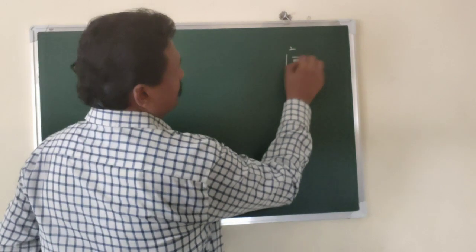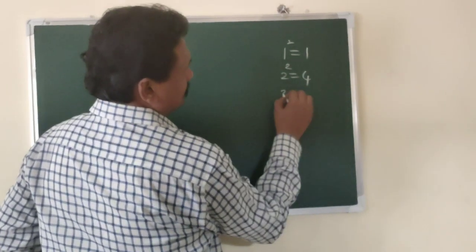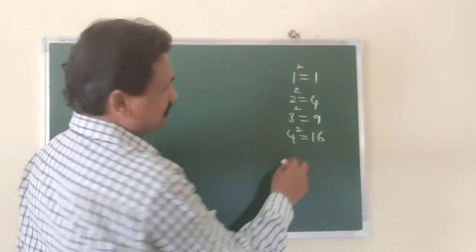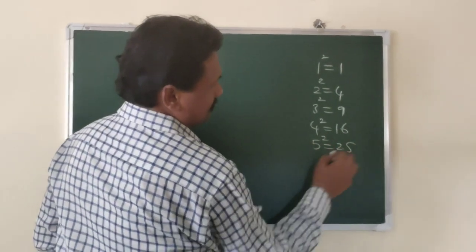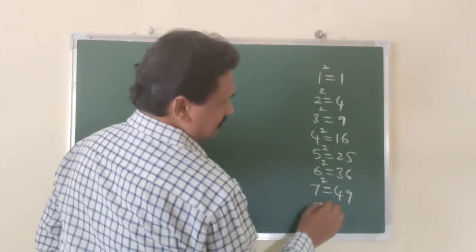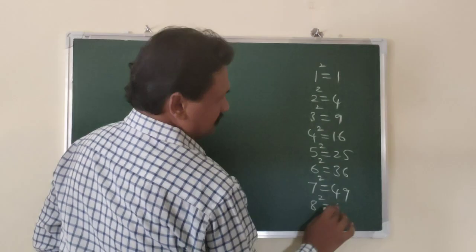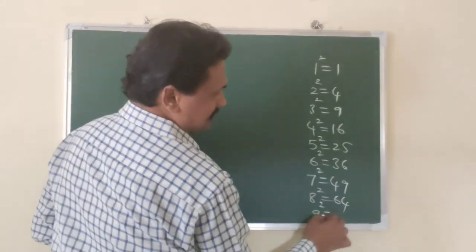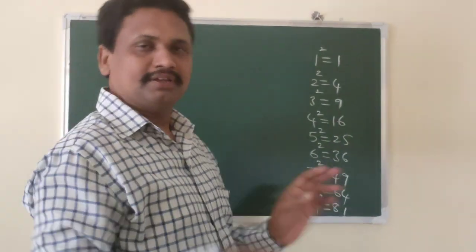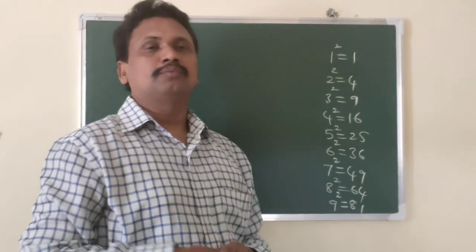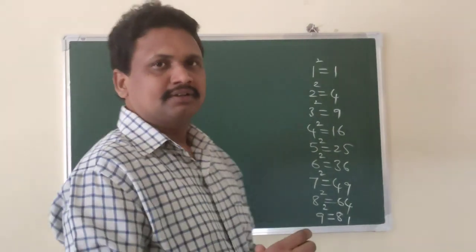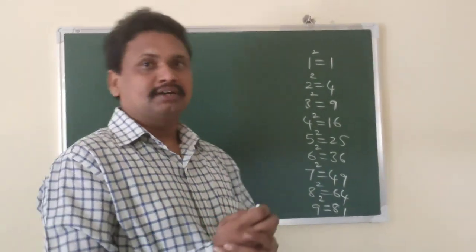1 square is 1, 2 square 4, 3 square 9, 4 square 16, 5 square 25, 6 square 36, 7 square 49, 8 square 64, 9 square 81, 10 square 100, 11 square 121. By using these, I will explain how to do squares up to 120. In future videos I will explain how to find squares up to 200 and more than 200 also.